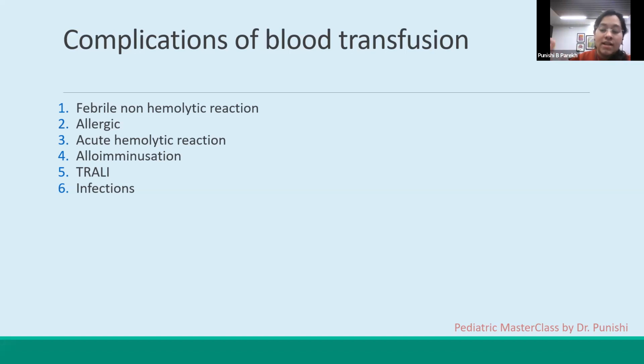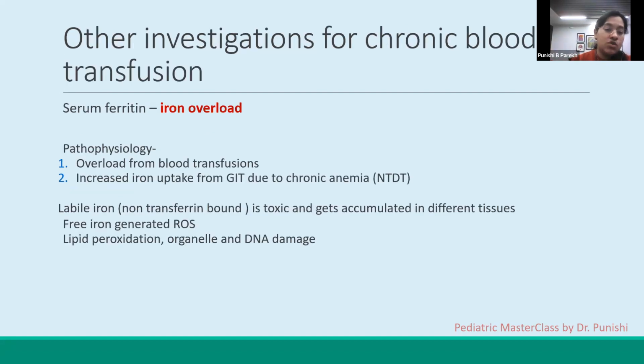Other than other investigations that you need to do once you've started your child on chronic blood transfusion is to look for iron overload. So the easiest, cheapest, and most feasible method is to measure your serum ferritin, which you measure from your blood. Now, ferritin, like we know, is the storage form of iron. So all the iron that's stored in the body gets stored in the form of ferritin. So it's like an indirect way of telling you the amount of iron that's present in the body.